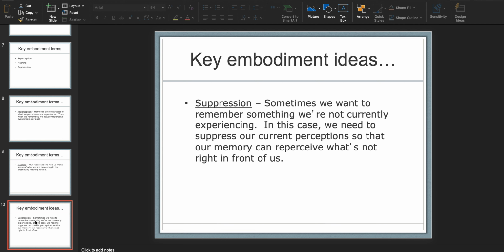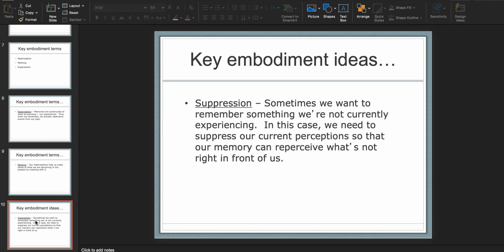Now, in order to reperceive something, because context is inseparable from what we think, if what I'm thinking at this moment is inseparable from everything that's around me, how could I reperceive something? Embodied theorists might say that's where suppression comes in, where we have to block out something from the current context in order to reperceive something.